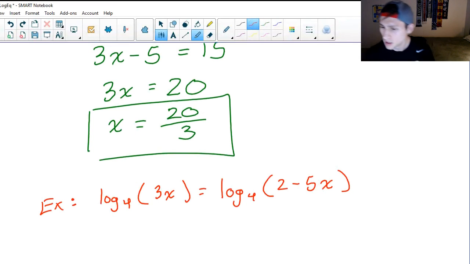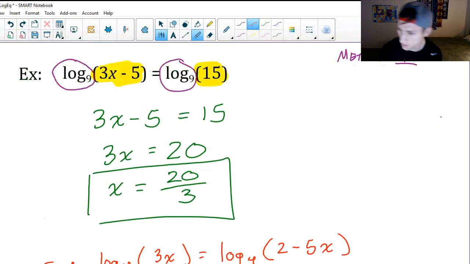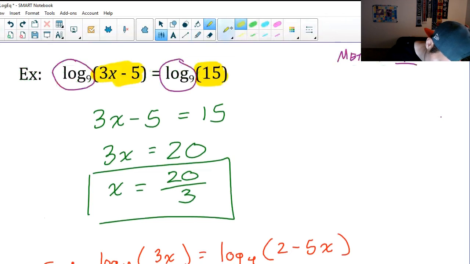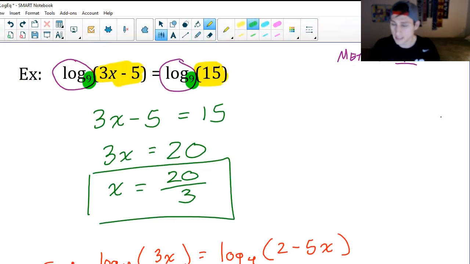Oh my gosh. Do the logs have to be the same? Yes. Great question, if I understand what you mean. This is base 9 and base 9. So yes, the base of the logarithm has to be the same. It would have to be log base 9 equals log base 9, or log base 12 equals log base 12, or natural log equals natural log. Is that what you're asking? So yes, the bases have to be the same on both sides. Exactly.